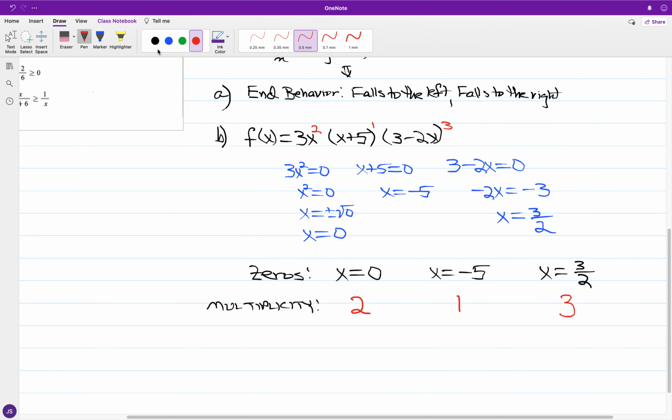So the multiplicity of x equal to 3 halves, or x equal to 1.5, is going to be 3. Now B does not address this, but in terms of crossing or touching the x-axis, if the multiplicity is even, then at that zero, the graph is going to touch. So it's going to touch at x equal to 0. And with 1 and 3 as odd multiplicity values, it's at x equals negative 5 and x equals 3 halves that the graph is going to cross.